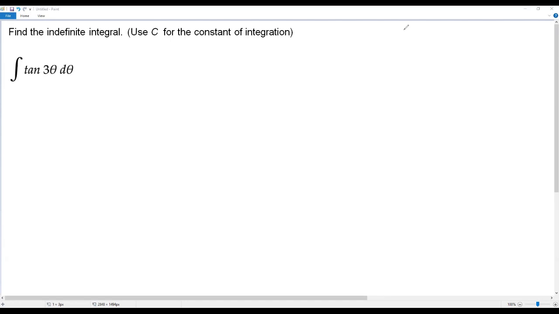Okay, to integrate this function, I'm going to consider the quotient identity in trigonometry, particularly for the tangent function. That is, tangent theta can be written as sine theta over cosine theta. So this is called the quotient identity in trigonometry for the tangent function. Since we have tangent 3 theta over here, it can be written as sine 3 theta divided by cosine 3 theta times d theta.